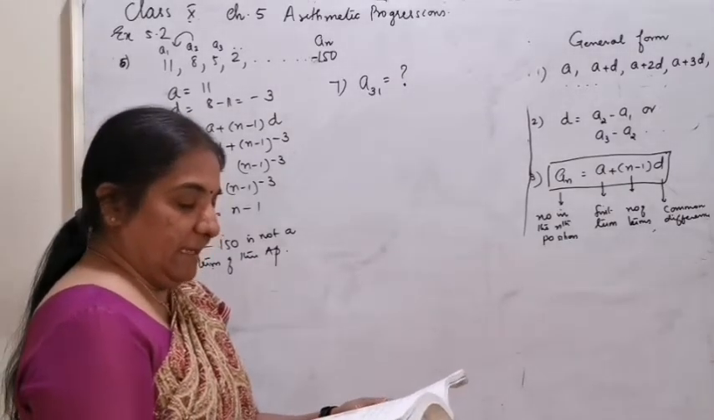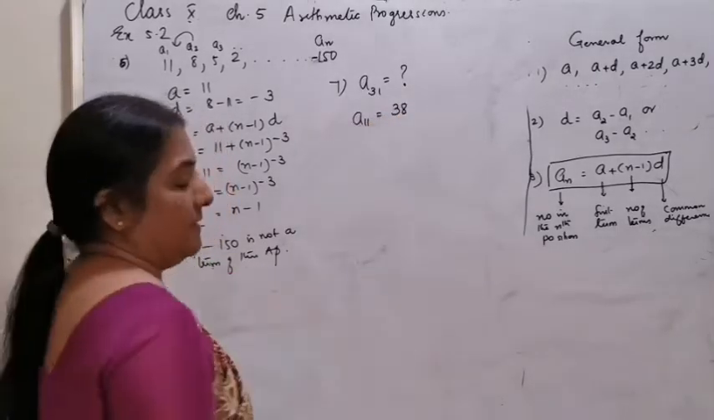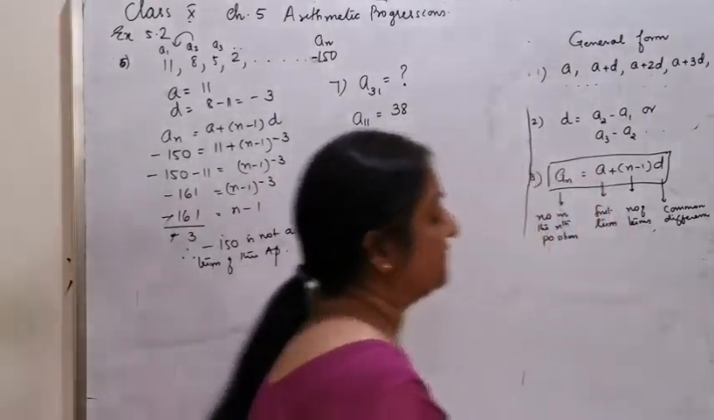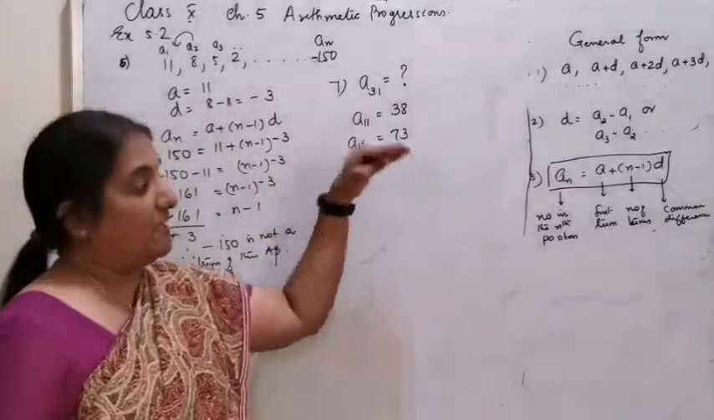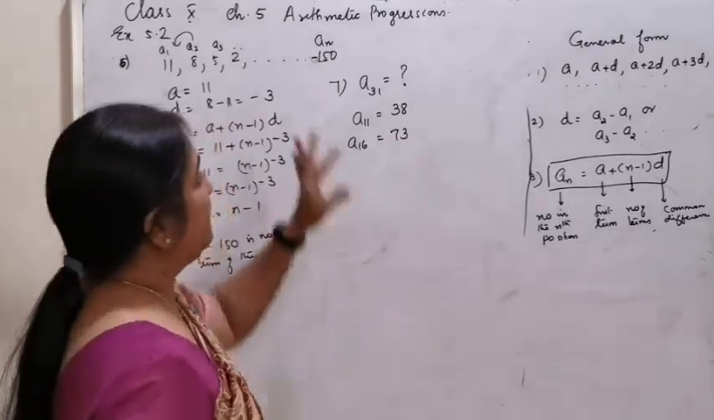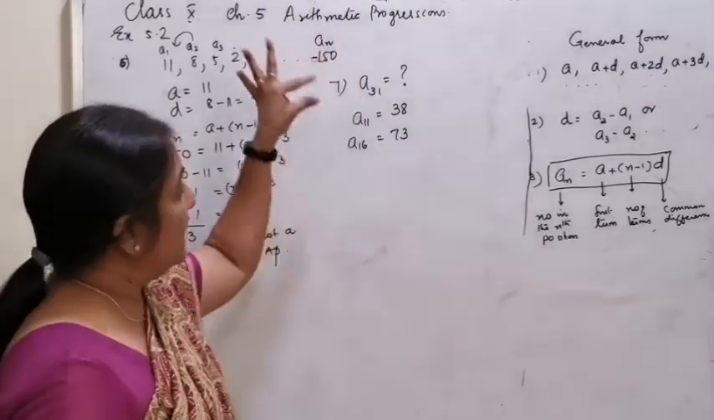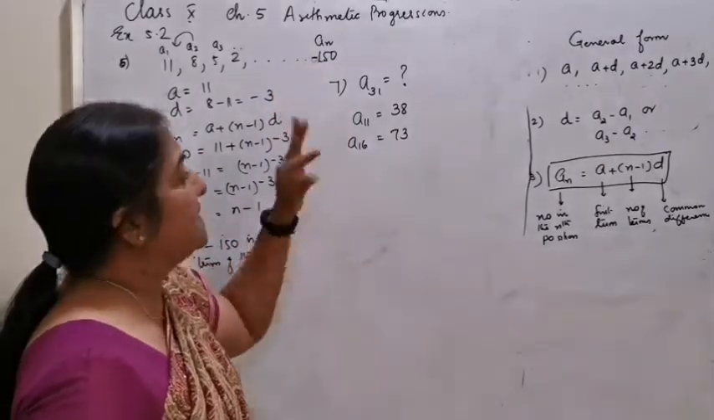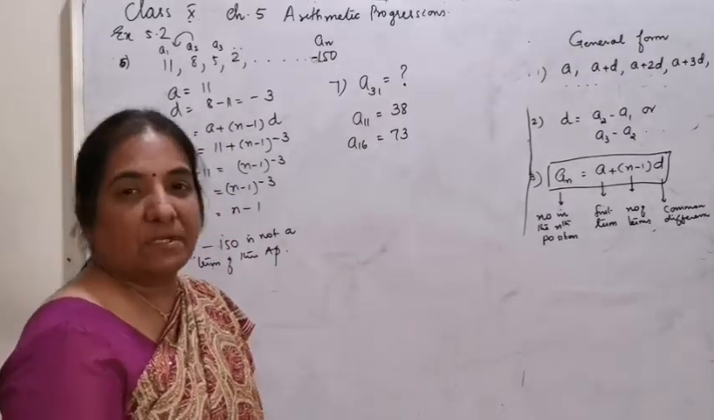If the 11th term is 38 and the 16th term is 73. It is similar to the previous sum where they have given you the blank. Only thing, it is given as a word problem. Find the 31st term means A31 has to be found out. Where the 11th term is 38 means A11 is equal to 38 and the 16th term is 73 means A16 is equal to 73. What is the method here?